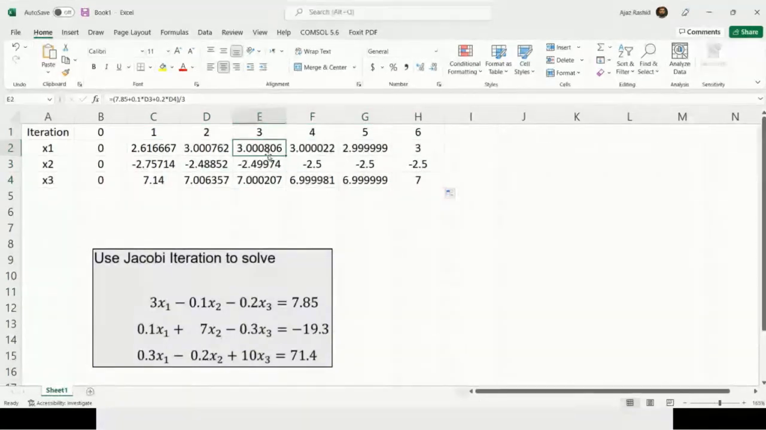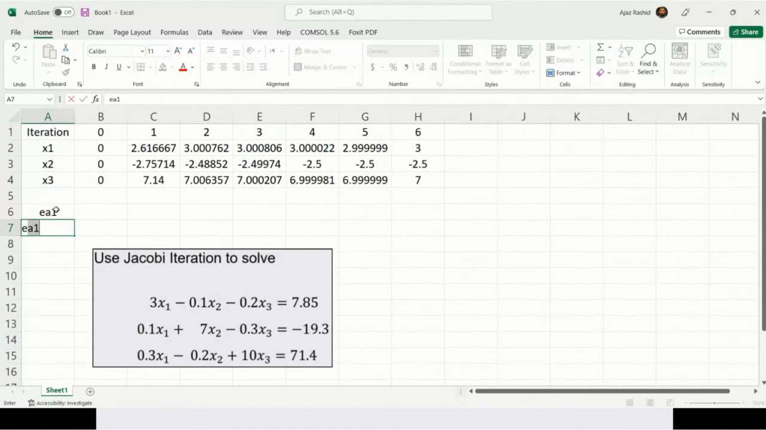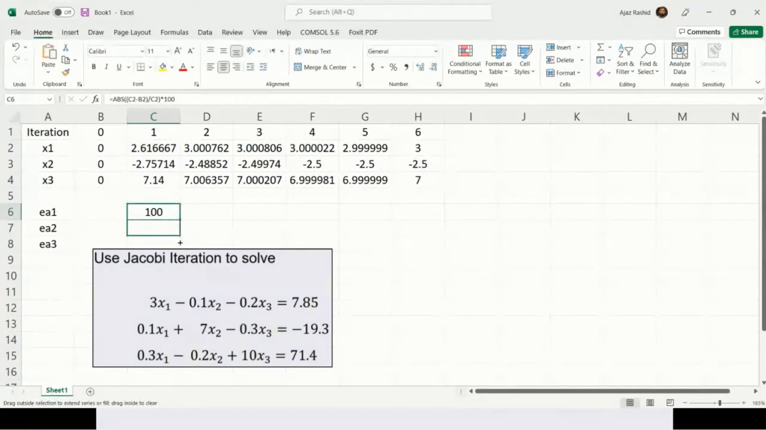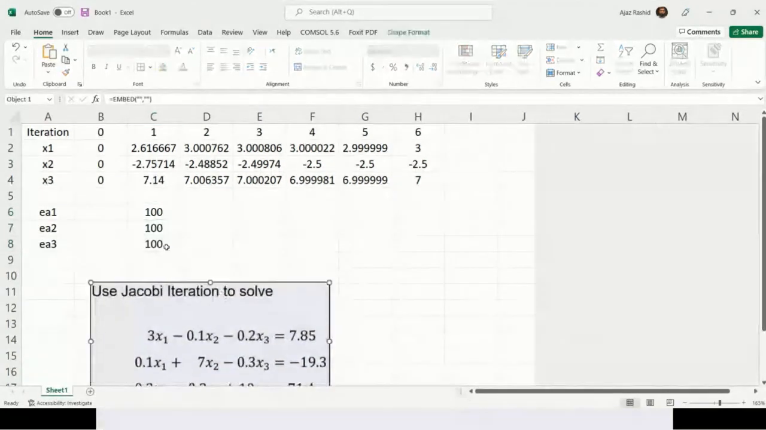I think we made some error in this calculation, maybe because the answer that we got was a bit different here. The rest of them are the same, only this one seems we made some mistake there. The error is the absolute value of the new value minus the old value divided by the new value multiplied by 100. So as we said, first iteration we get 100% error.